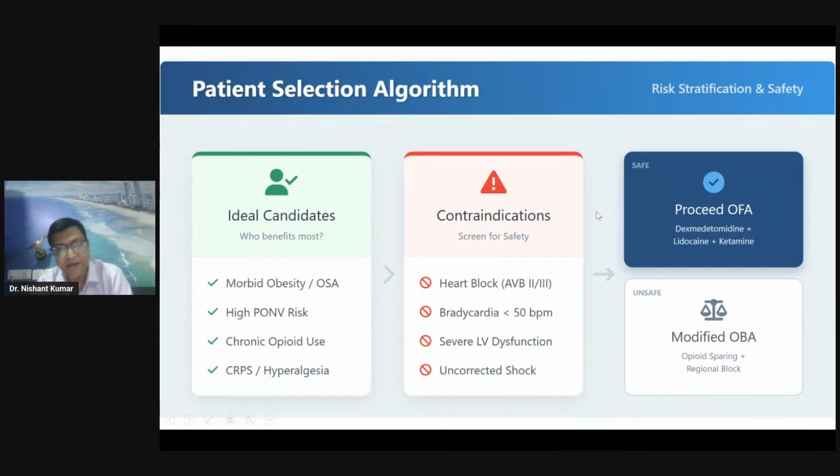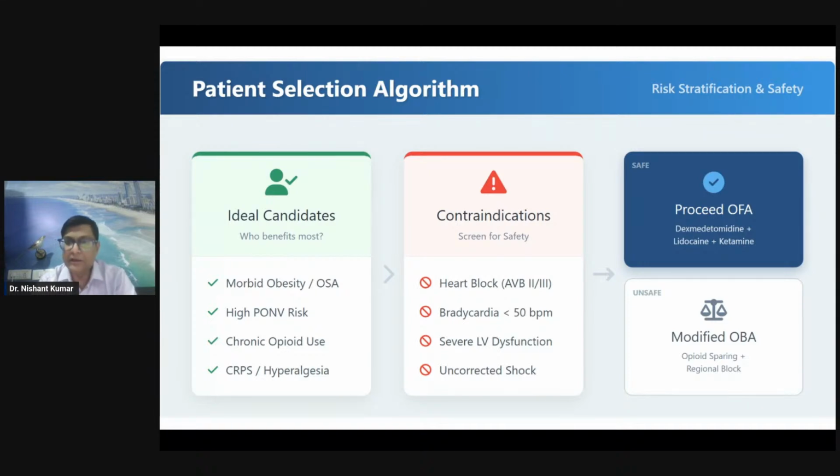So who are the ideal candidates who will benefit from opioid free anesthesia? The morbidly obese, patients who have a high risk of postoperative nausea and vomiting, chronic opioid use, then patients who have chronic pain syndromes and are suffering from hyperalgesia. Contraindications, definitely, because we are using drugs which will depress the sympathetic system to a certain extent and have an effect on the heart. So probably a heart block patient, patients who have bradycardia, severe LV dysfunction, uncorrected shock. In these patients, probably opioid-free anesthesia is not a good choice.